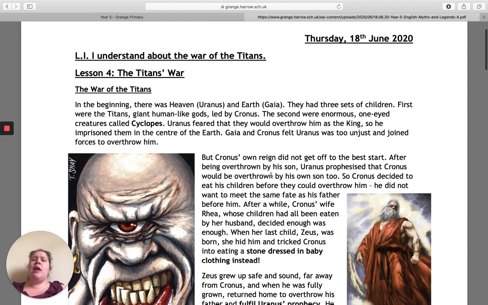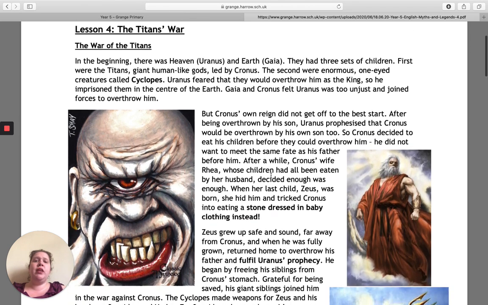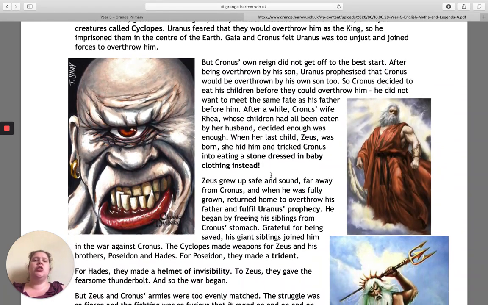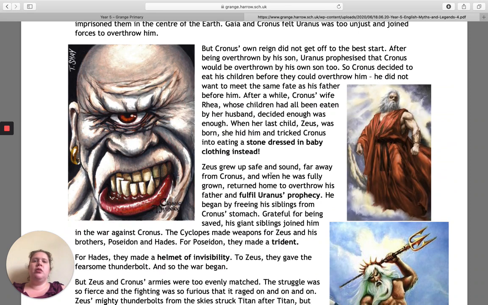In the beginning, there was heaven, Uranus, and earth, Gaia. They had 3 sets of children. First were the Titans, giant human-like gods led by Kronos. The second were enormous one-eyed creatures called the Cyclops. Uranus feared that they would overthrow him as the king. So he imprisoned them in the centre of the earth. Gaia and Kronos felt Uranus was too unjust and joined forces to overthrow them.